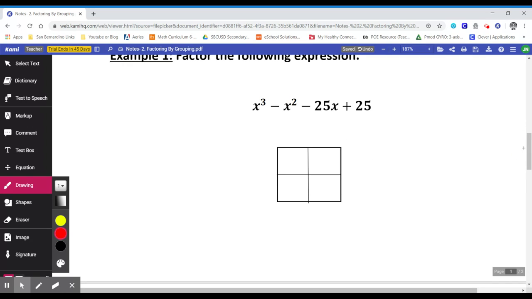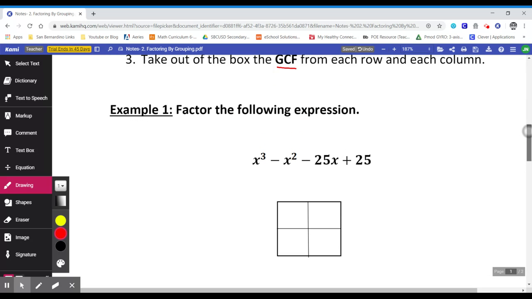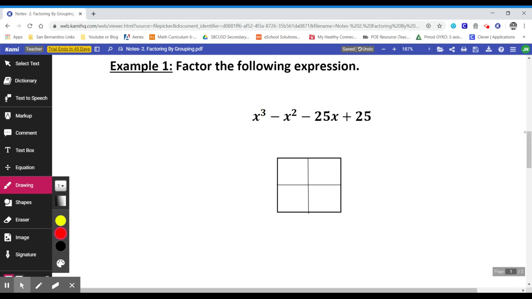So example number one, factor the following expression. They want us to factor this out, and it is x to the power of 3 minus x squared minus 25x and then plus 25. The first thing you need to do is check the first two terms. Do they have a common factor between those two terms? As you can see, the answer is yes, because they both have x's. Here I can take out x's from both of these.